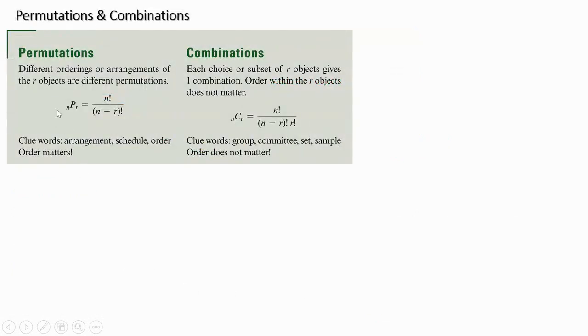Okay, now, this is to recap on permutations, right? This is my formula, and these are the clue words. Arrangement, schedule, order matters. These are clue words for permutation. For combination means group, committee, set, sample, order does not matter. These are clue words for combinations.